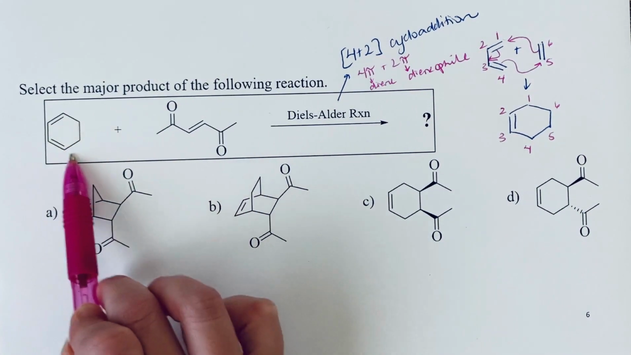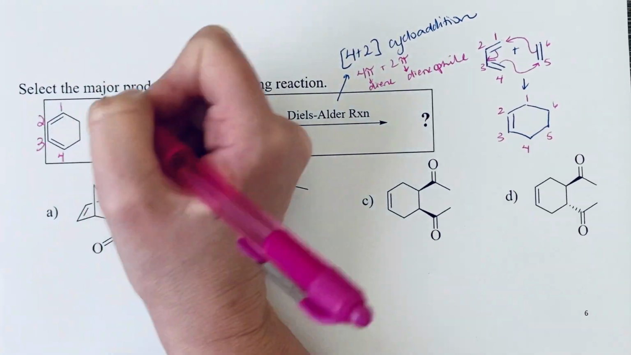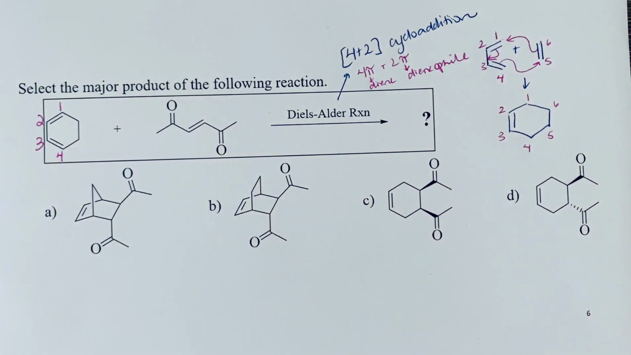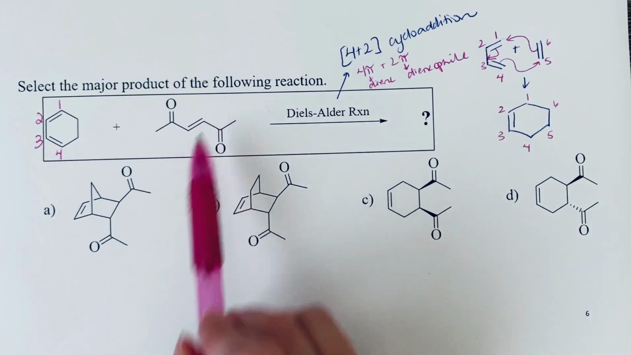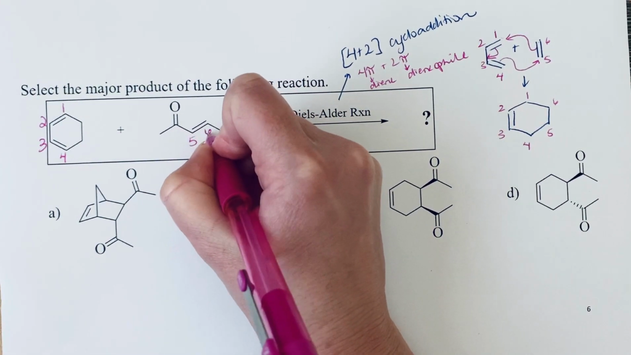So we need to locate these 6 carbon atoms in what we were given. So we can see our conjugated diene. So we can number those as 1, 2, 3, and 4. And then we have our other 2 pi system here. We see an alkene. And where both of these are symmetrical, it doesn't matter where I label as 5 or which one I label as 6. So I'm just going to say 5 and 6.